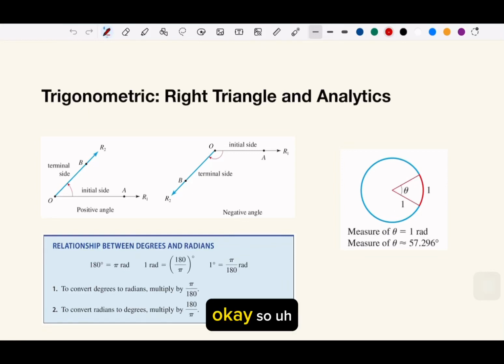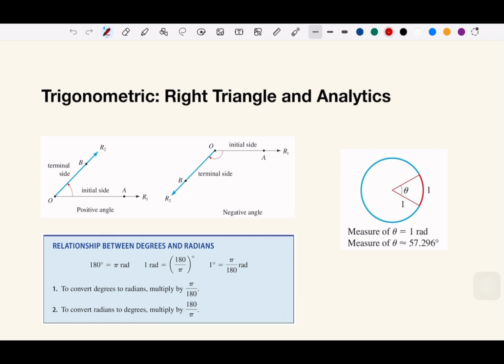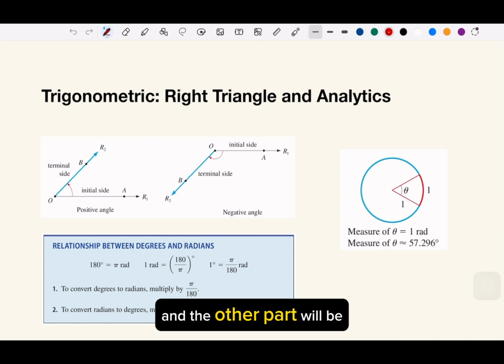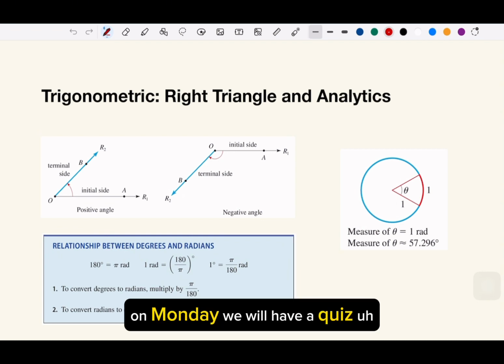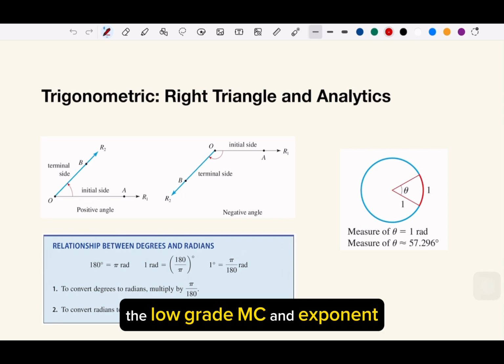Okay, so today I actually planned one half as just an introduction of trigonometry, and the other part will be some exercises. On Monday we will have a quiz. The quiz will be about polynomials and also the logarithmic and exponent.